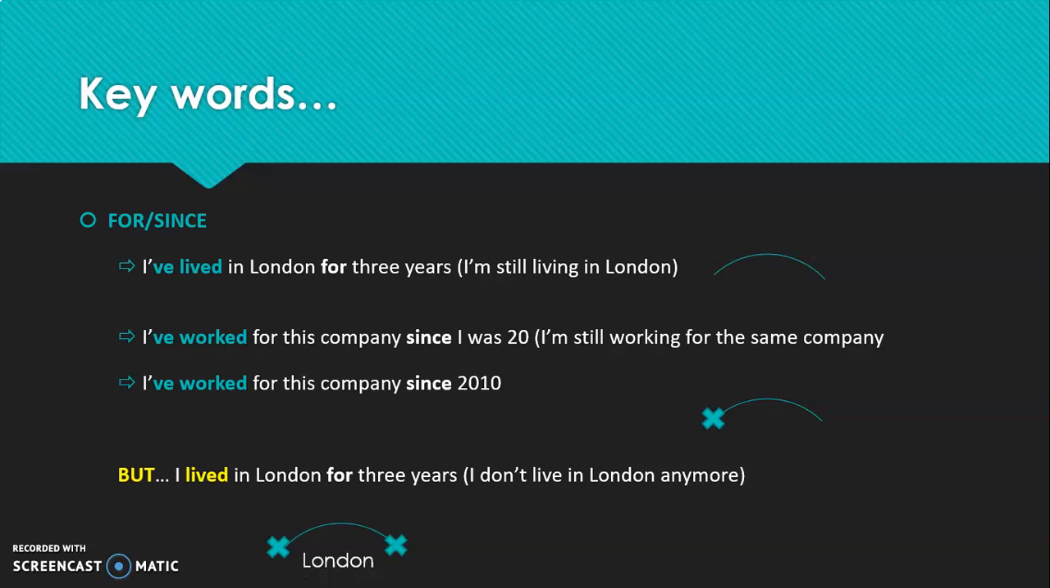Another cross, that would be the end of my action, the end of my living in London. So that parenthesis of London would last 3 years. And then you'll have another parenthesis connecting you to now. Okay, so I can clearly see that the action started and finished in the past.